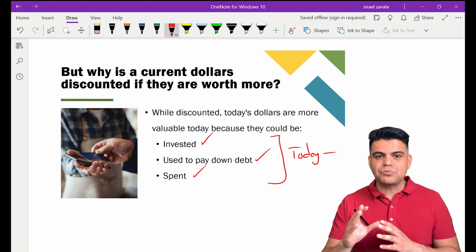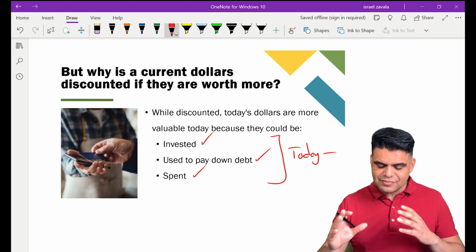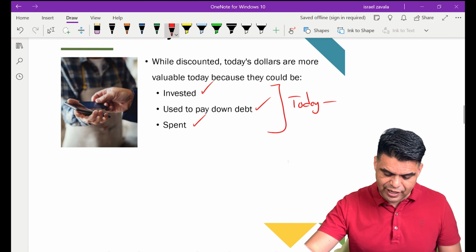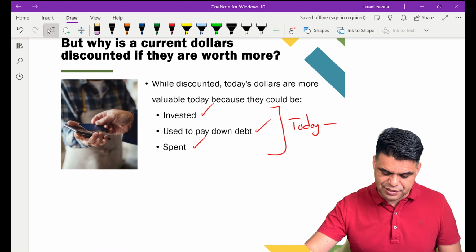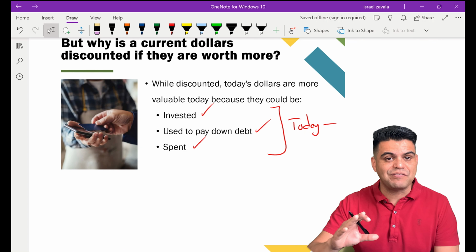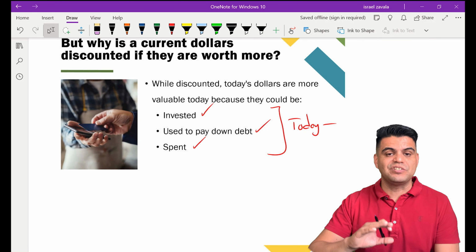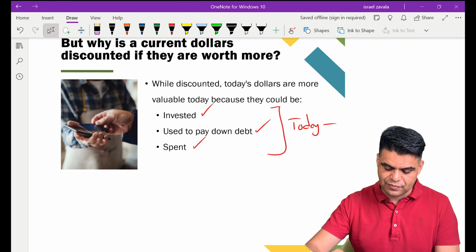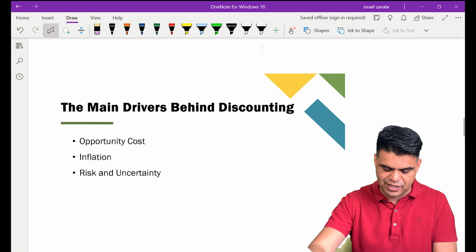So all of this relates to something called opportunity cost that we're going to talk about. Okay. So I hope that was clear. It's better to have your money in hand today than to wait a certain amount of time and get it in the future, even if it's more money, right? Given a specific discount rate.